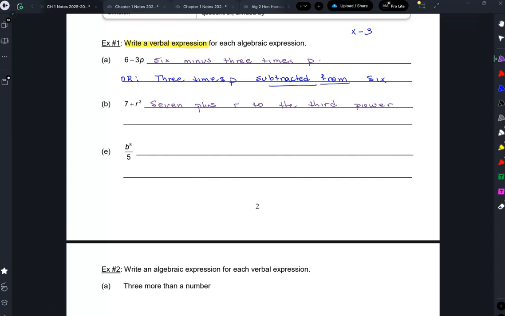Okay, anybody want to do the next one? Yep. I just have a question. For B, couldn't you also say 7 plus r squared? Cubed, sorry. You can say that. Yep.